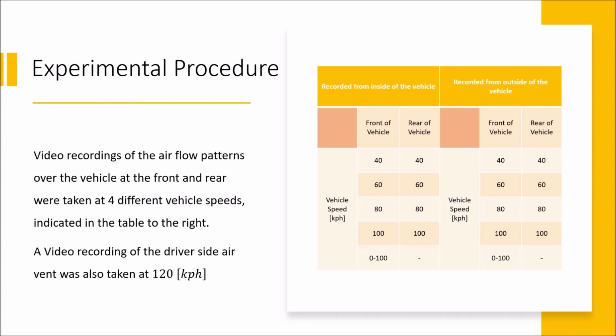Recordings were made of the front and rear of the vehicle from inside and from outside of the vehicle, using the rear window and the vehicle's panoramic sunroof. Observations were made at 4 different speeds, namely 40, 60, 80, and 100 km per hour, as well as 2 videos that were taken for variation of vehicle speed ranging from 0 to 100 km per hour. Both were taken of the frontal area of the vehicle, one from the inside and one from the outside. This gave a total of 18 video recordings that were analyzed to obtain an idea of the airflow pattern over the vehicle.